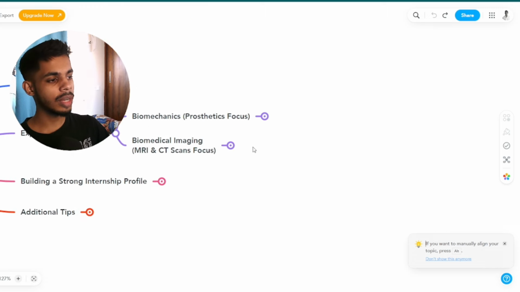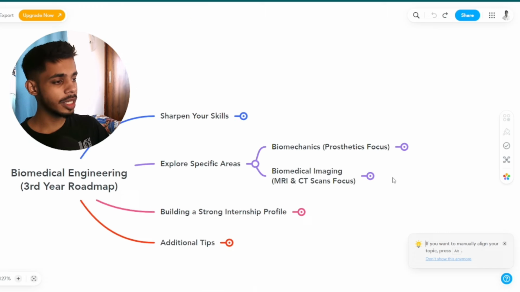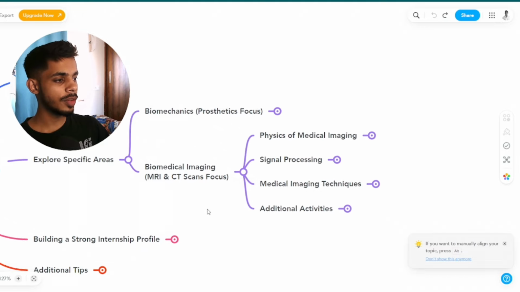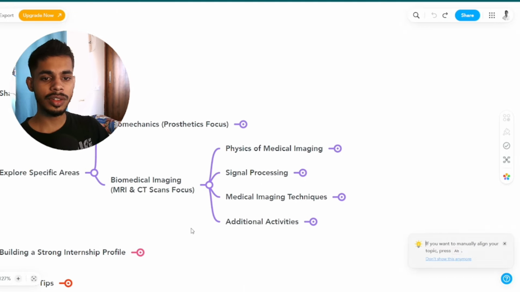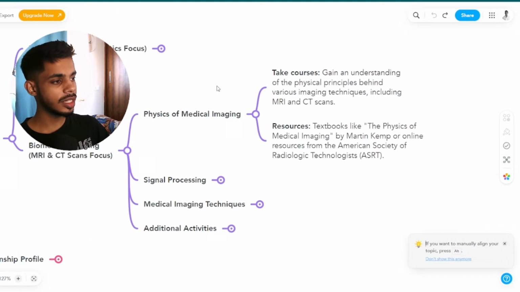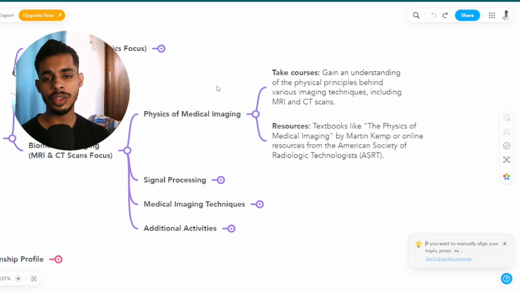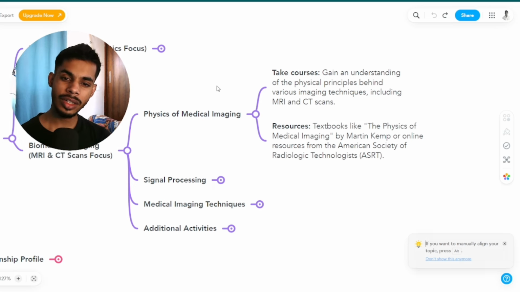And if you want to talk about the biomedical imaging department, in that case, what you have to do first, you have to understand the physics of medical imaging, which is basically taking up a course, understanding the various imaging techniques that are used in imaging technologies like MRI scans, CT scans, and what the physical principles behind those are.